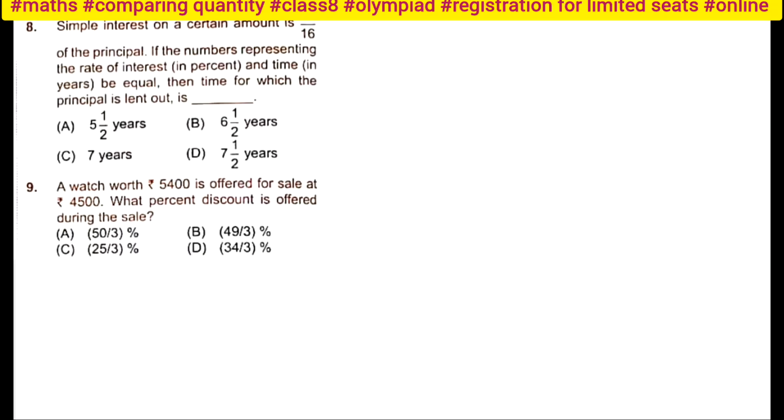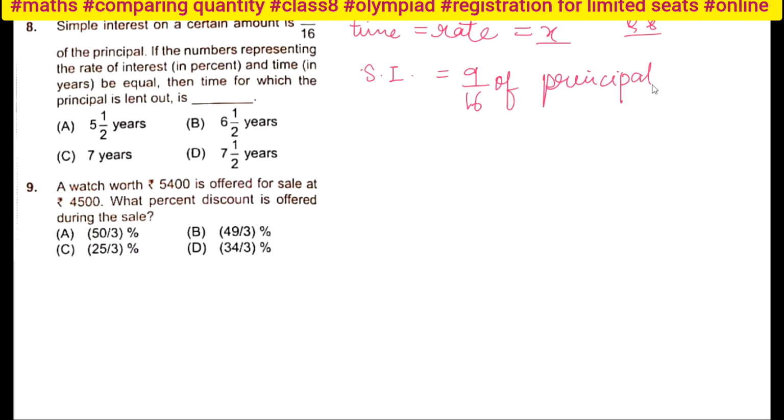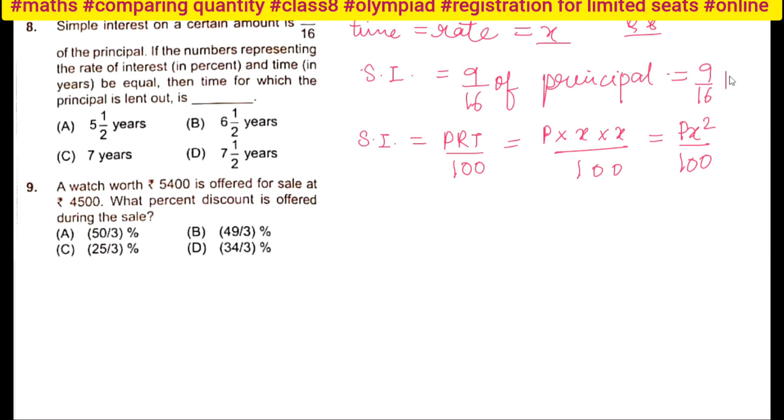Okay, so let's start solving this question. They are saying time is equal to rate. Suppose I am taking this as x. Now simple interest, according to the question, is 9 by 16 of principal. So what is my simple interest formula? It is PRT by 100, or I can write it as P into x square by 100. But they are saying that this simple interest is nothing but 9 by 16 of principal, or I can say 9 by 16 P.